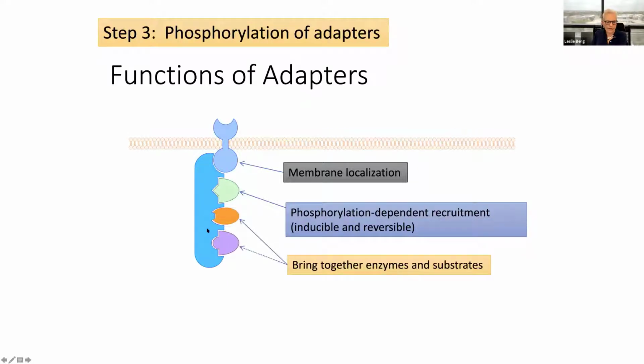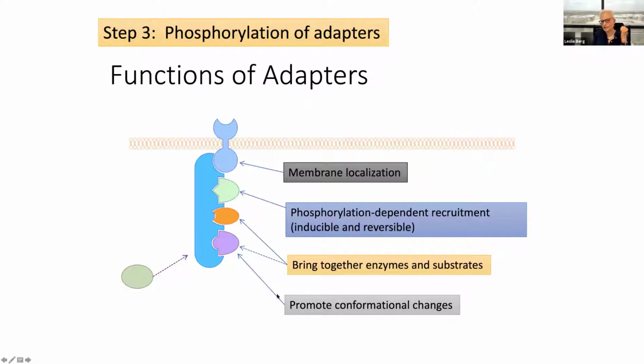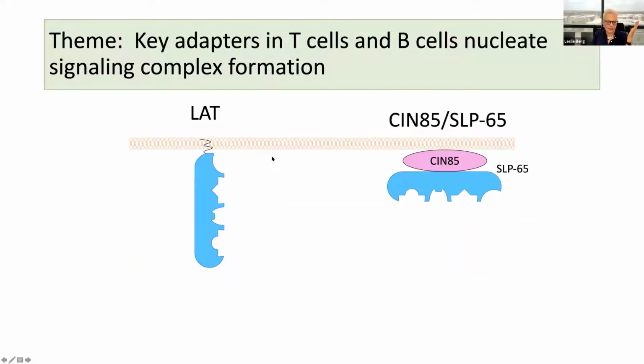So this is a way to have reversible signaling processes occur. You can also have adapters serve as kind of scaffolds to bring enzymes together with their substrates. And also in some cases, binding of a protein to an adapter will lead to a conformational change in the bound protein that affects its activity. So that's the overview. And in T cells, the main adapter protein that serves this kind of big scaffolding function is the protein called LAT, which stands for linker of activated T cells. And in B cells, there's a similar protein called SLP65.